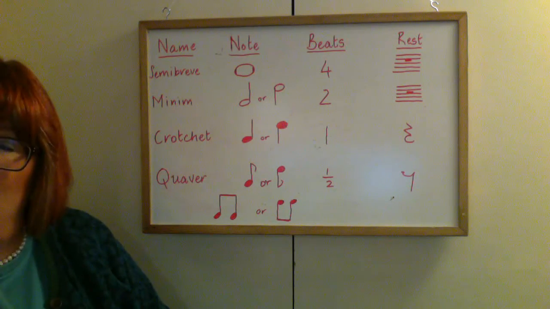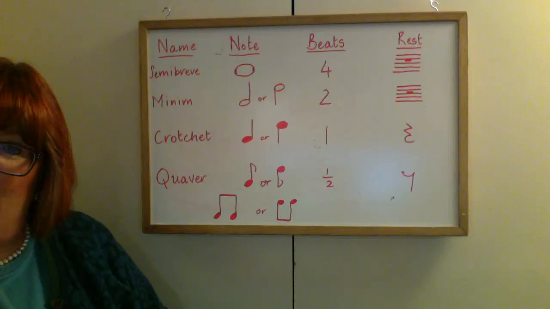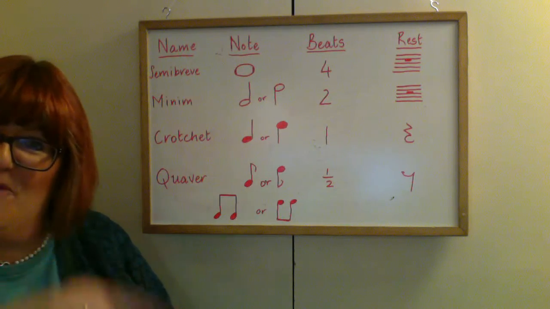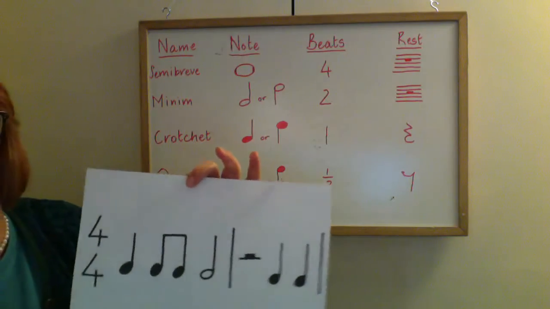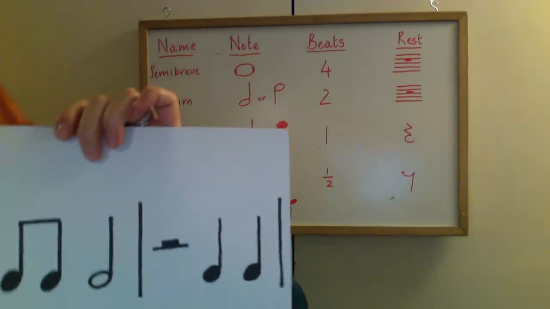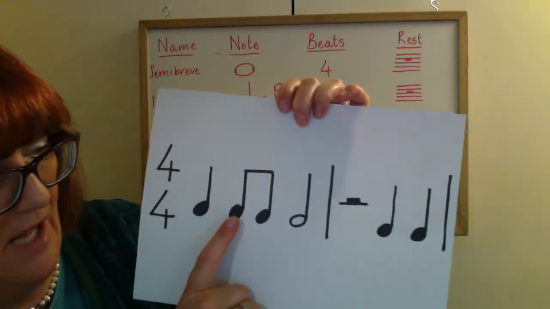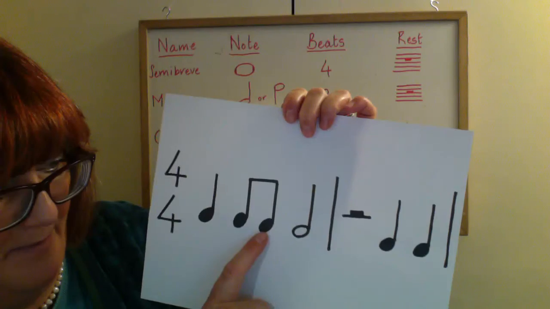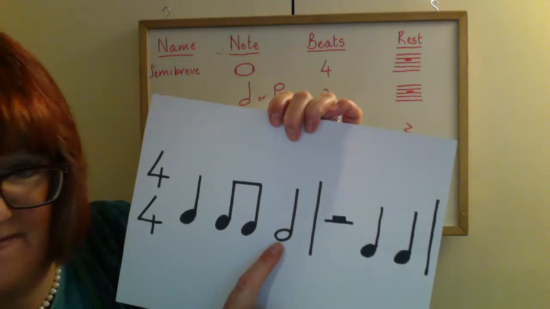And what happens when we put half a pizza next to the other half of the pizza? We end up with 1 whole pizza. That's right. So let's look at this again. So we've got a crotchet beat, quaver beat, together adding up to 1. And then what's this?